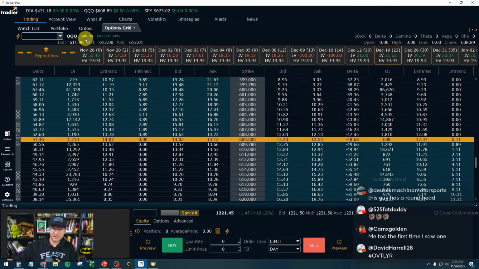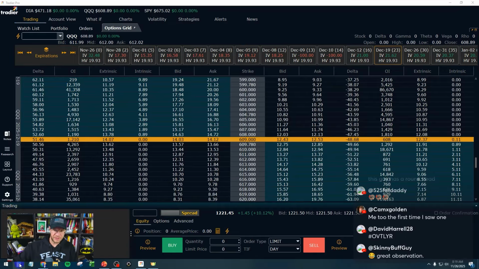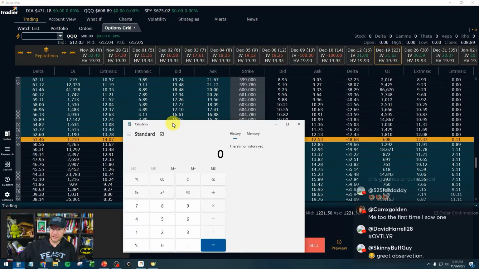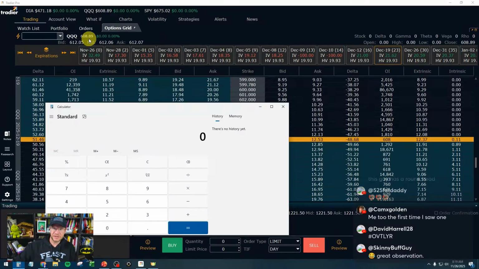So here, 608, let's do the calculation real quick. Okay. So if we went to the 602 strike, just picking one at random, 608.89 is the current price of QQQ minus the 602 strike. 608.89 minus 602 gets you $6.89. Amazingly, exactly what this shows here.